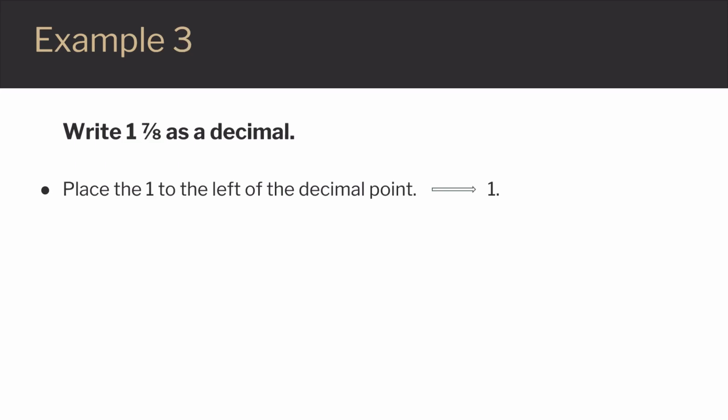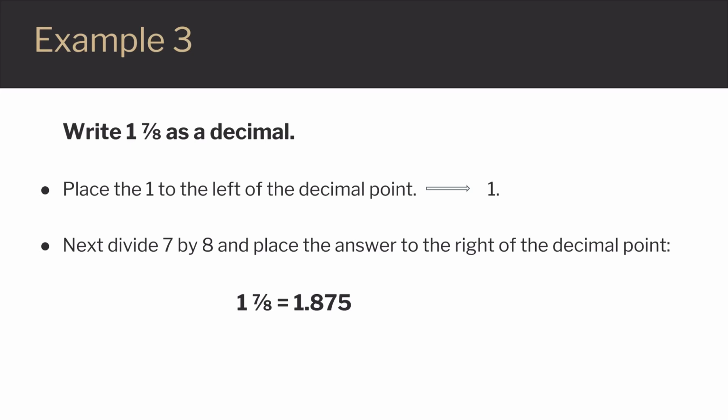Now let's try one that's a mixed number. Write 1 7/8 as a decimal. Okay, we have 1 as a whole number part, so I'm going to write that 1 to the left of the decimal point. Next, we're going to divide 7 by 8, and then place that answer to the right of the decimal point. When you divide 7 by 8, you get 0.875. So our final answer is 1.875.